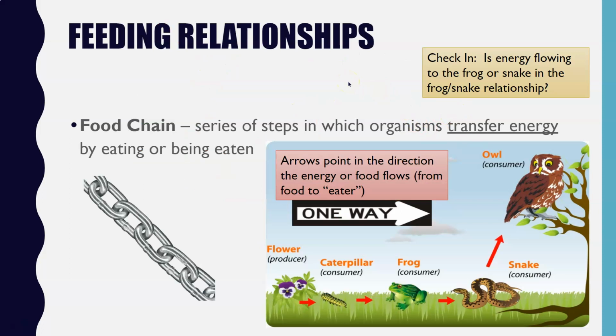So feeding relationships, this is when you have something in a straight line, we call it a food chain. So we're seeing a one-way direction where energy and food is flowing from food to eater. So it's pointing in the direction of what eats it. So this is a series of steps in which organisms transfer energy by eating or being eaten. So you go from producers to consumers, and then your different types of consumers up the food chain.